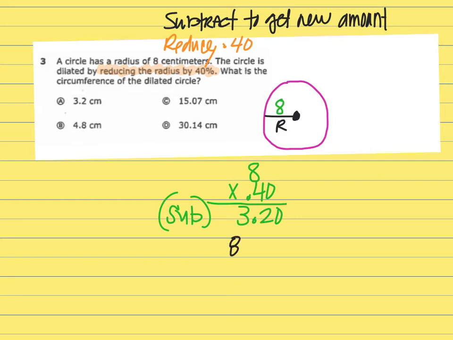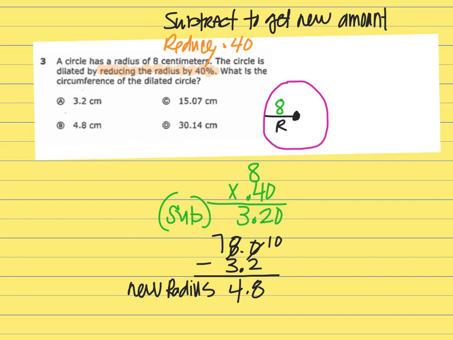So 8.0 minus 3.2. That would be 4.8. Okay, so this is the new radius. So if I draw a new image that's smaller, it's been reduced by 40%. This new image is now 4.8 for the radius.